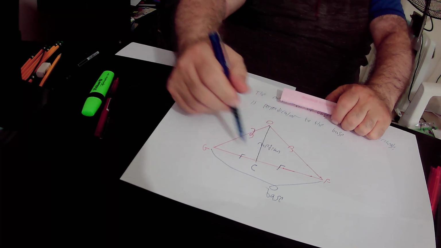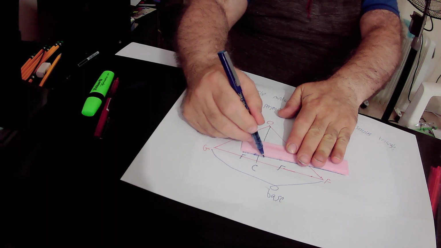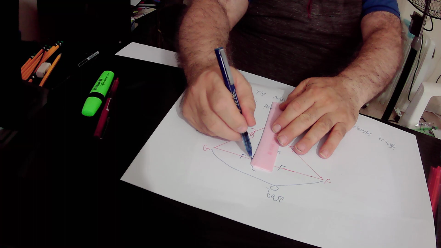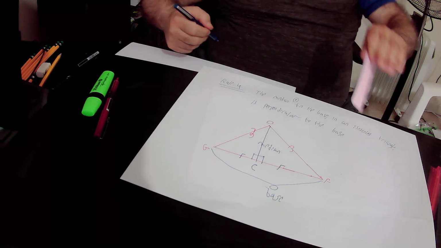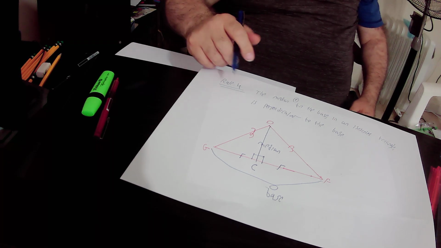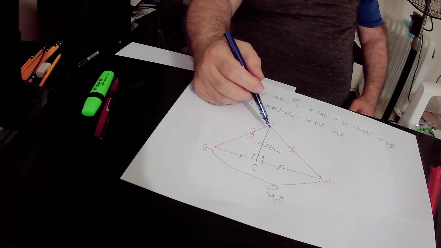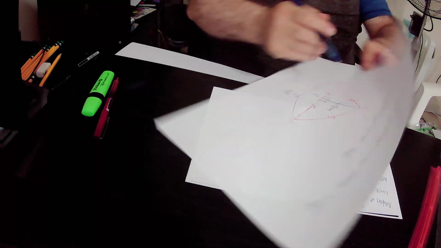So OC is perpendicular to GF, that is to say, this angle equals 90 degrees, and this angle will also be equal to 90 degrees, according to rule number 4. Okay? We have already found out that OC is the diagonal of the square that is equal to square root of 2 R.